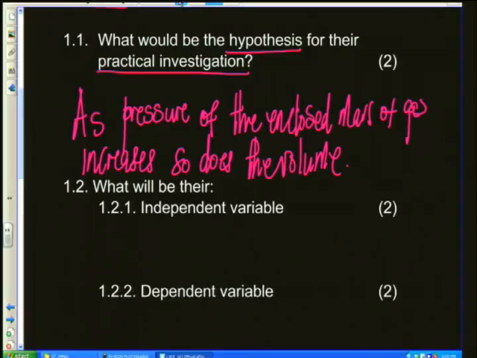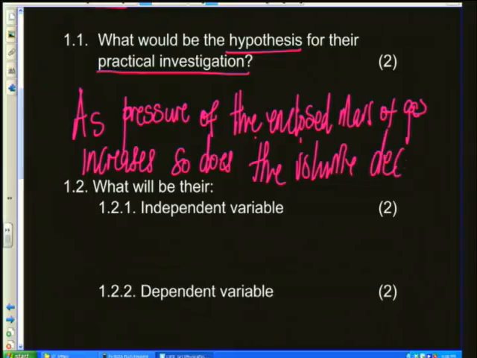So remember, the relationship is an inverse relationship. So if we say as pressure of the enclosed mass of gas increases, we cannot say so does the volume. We can say the volume decreases. We can't say it increases. The volume decreases rather. I'm sorry for that.